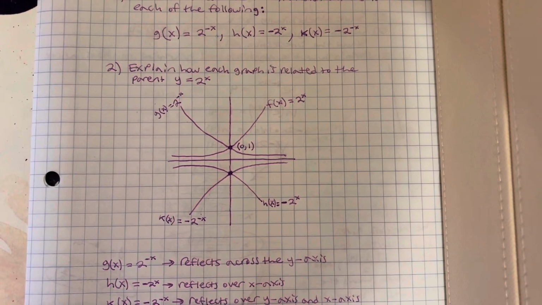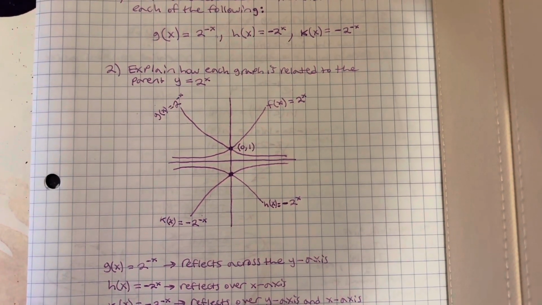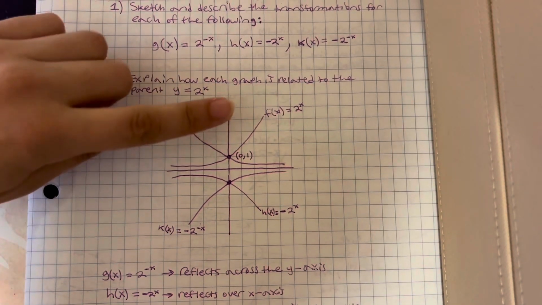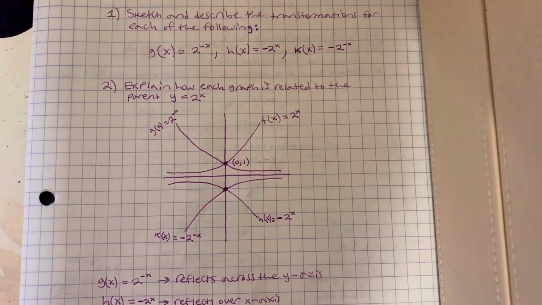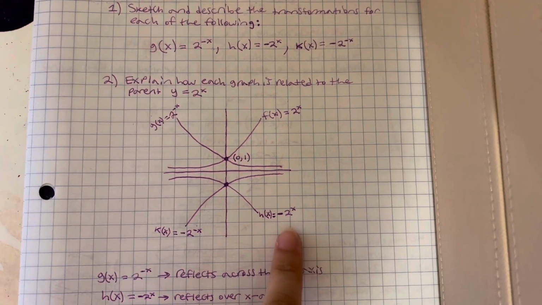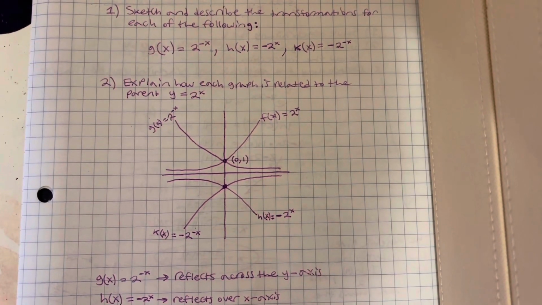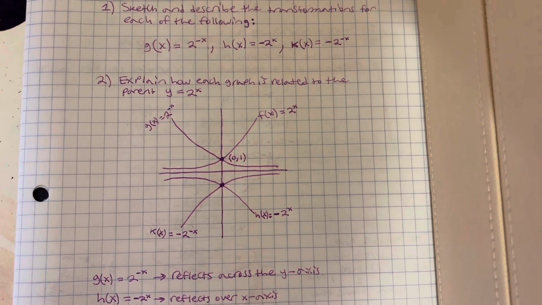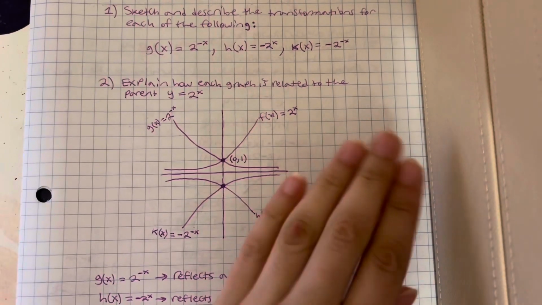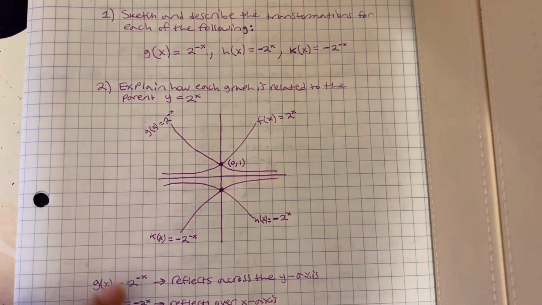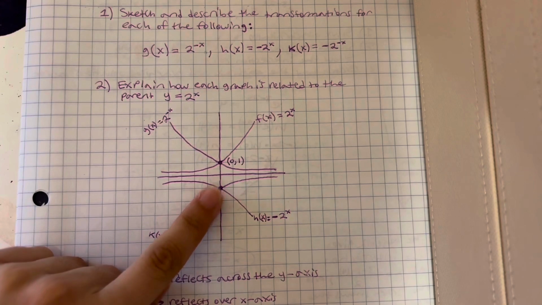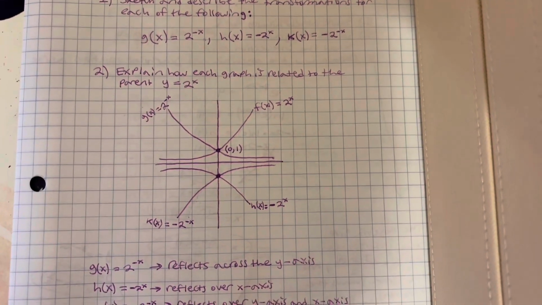Now, if we want to find h of x equals negative 2 to the x, we're going to reflect our parent graph over the x-axis, and that is where we get our h of x equals negative 2 to the x. And then with our k of x equals negative 2 to the negative x, we are going to reflect over the y-axis and then over the x-axis, giving us this right here. And they both hit the point (-1, 0).